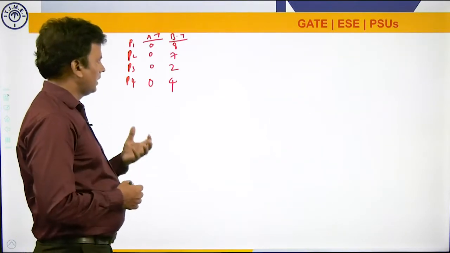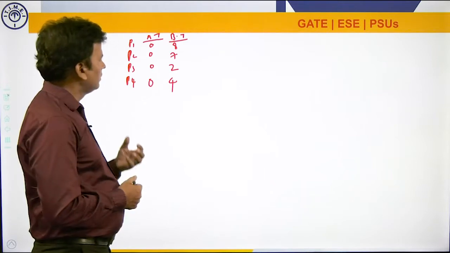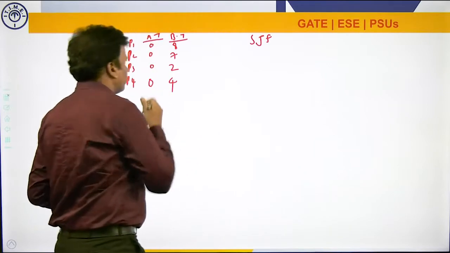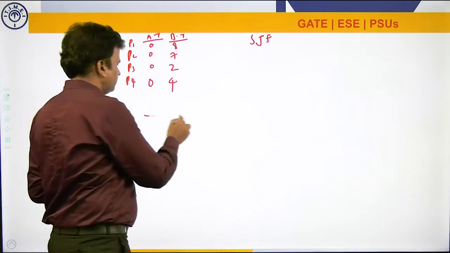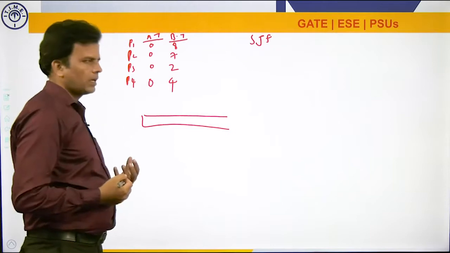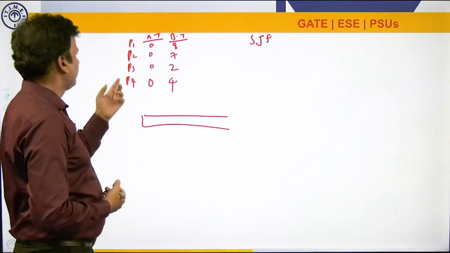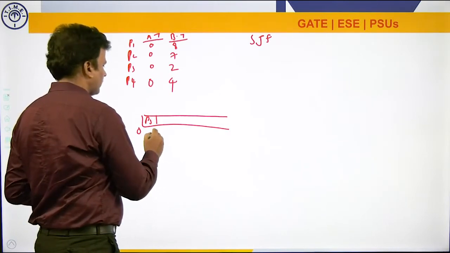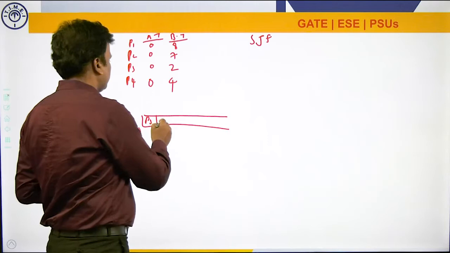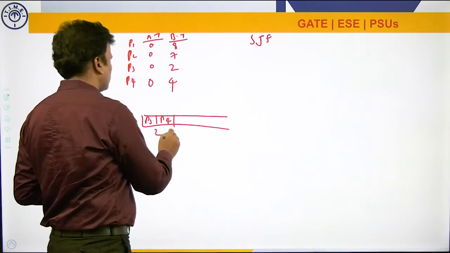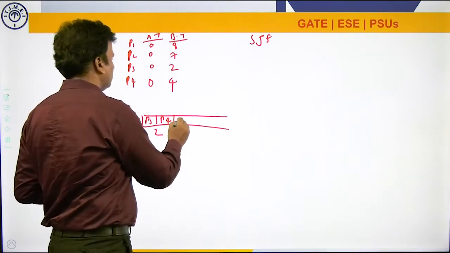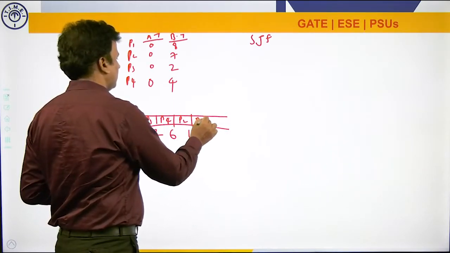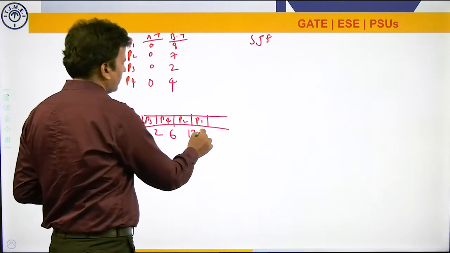Let's calculate first the average turnaround time with SJF. If all the processes arrive in the ready queue at time 0, then definitely I will schedule process P3 first. It will run for 2 units of time. Now the next process I will schedule is P4. It will run for 4 units of time, so it is 6. Next P2, 7 units of time, so 13. Next P1, 8 units, so 8 means 21.